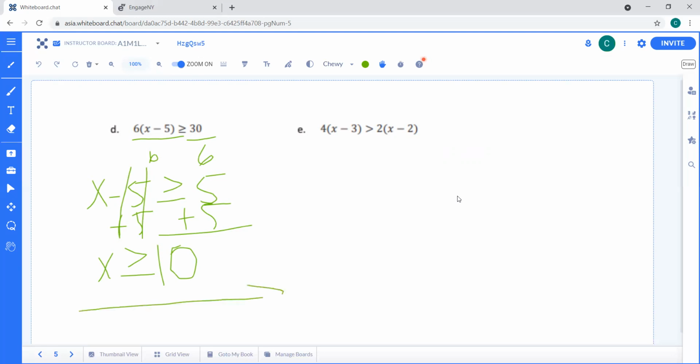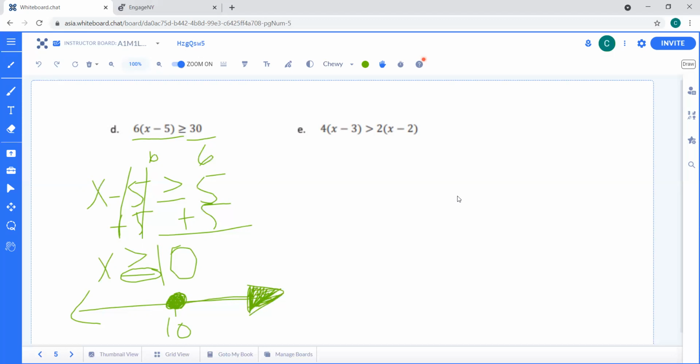So if I was to graph that, this is 10. This is greater than or equal to. Since we have our or equal to here, we have to fill in that circle. Now let's go everything to the right on the number line.